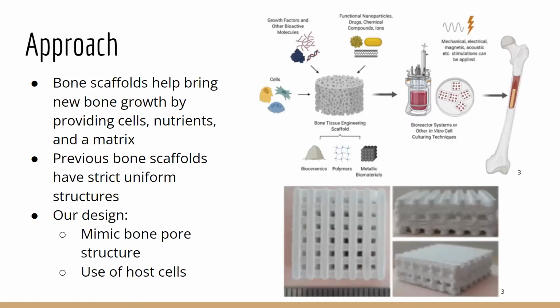In order to heal the bone, scaffolds are used to help bring new growth by providing cells, nutrients, and a matrix. Most bone scaffolds have strict lattice structures, which do not meet the same mechanical properties of bone. In order to improve upon current bone scaffolds, our design is meant to be an easy transition into the patient's biological system by mimicking the pore structure of the bone and utilizing host cells in the scaffold. This will optimize biofunctionality as the cells would recognize their similar shape in host cells, which allows proliferation.